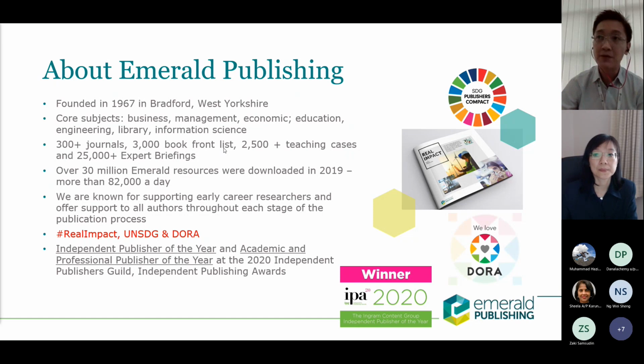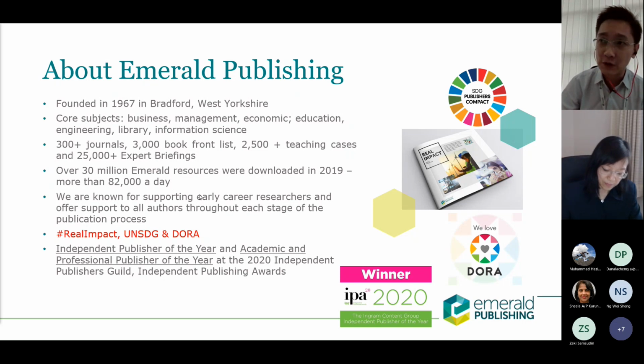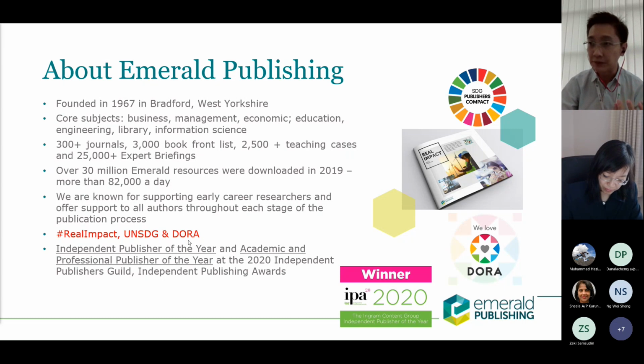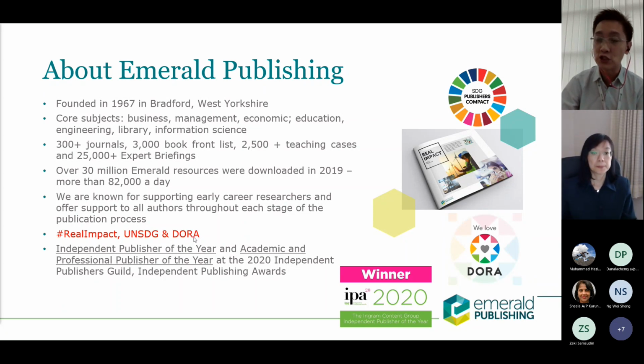We are a medium-sized publisher. We only have 309 subscription journals as of today, more than 3,000 books and more than 3,000 teaching cases already. All in all, Emerald has been known to support early career researchers, and to support authors throughout each stage of the publication process. You will probably know more about Emerald from our efforts on real impact, where as a publisher we signed DORA, the Declaration on Research Assessment, and we were also one of the early publishers that signed the UN SDG Publisher Compact.